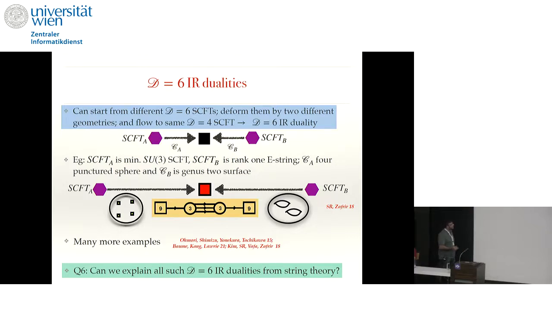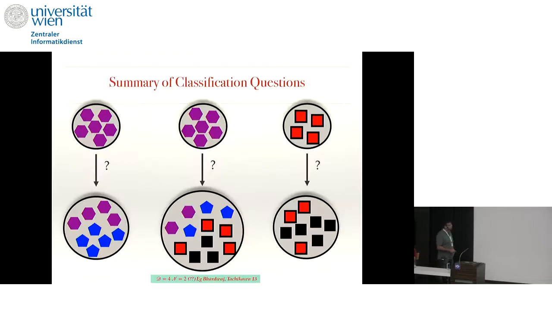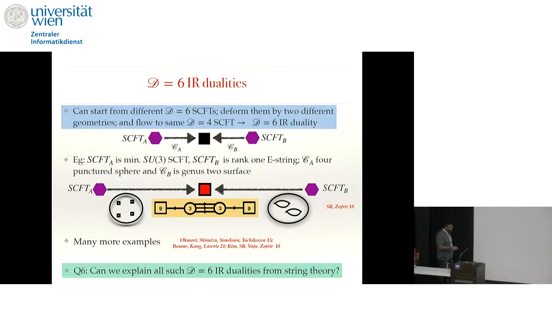And here is a particular example where you start either with something which is called a minimal SU3 SCFT, put it on a 4-punctured sphere, and obtain a cross-dimensional dual in terms of a Lagrangian, or you start from a string theory on a genus 2 surface and obtain the same theory. There are also numerous examples of these types of dualities appearing in the literature. So the question is as follows.